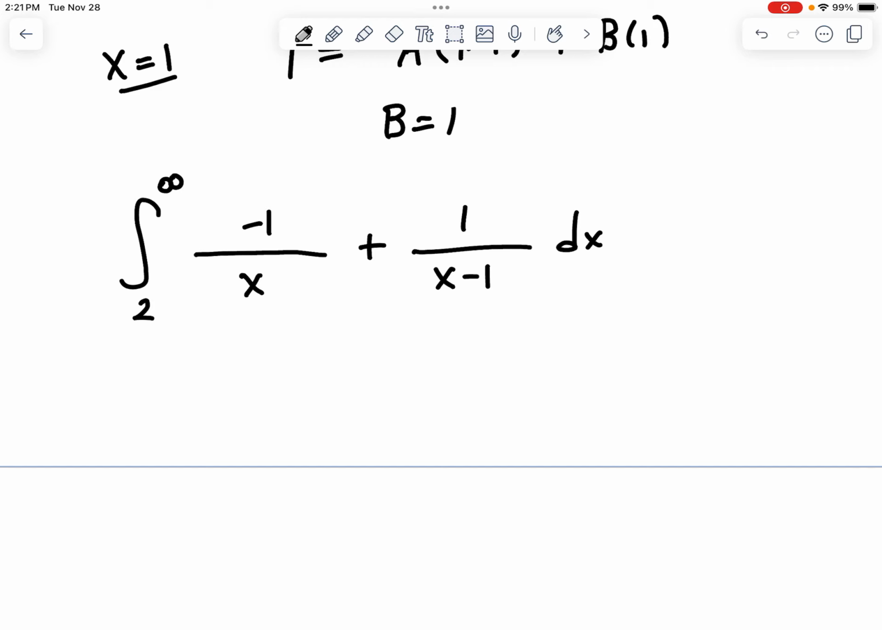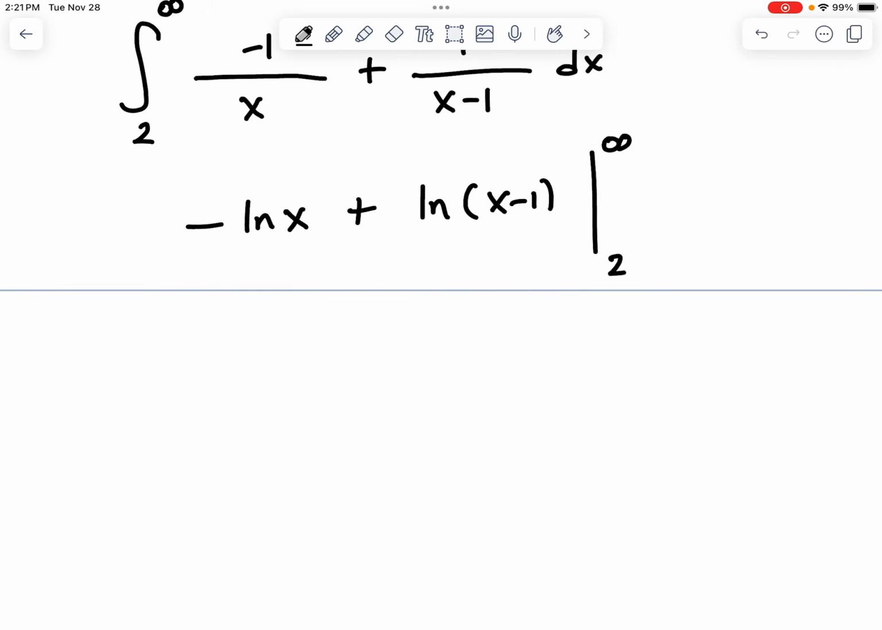And then this is a job for natural log. So the first one will be negative 1, and then 1 over x, the antiderivative is natural log of x. For the next one, that's going to be the natural log of x minus 1, and then evaluate that from 2 to infinity, but not beyond.